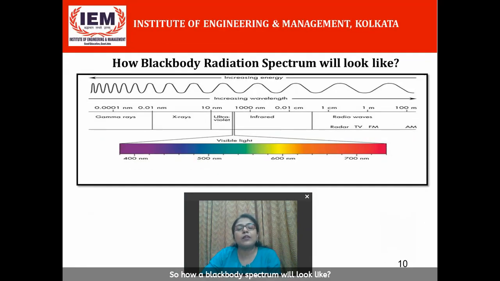So how will a black body spectrum look? It will be like an electromagnetic spectrum consisting of radiations in the lower wavelength region like the gamma rays, X-rays, ultraviolet rays, and also radiation in the high wavelength region like the infrared rays, radio waves, and definitely there will be radiation in the visible region also.